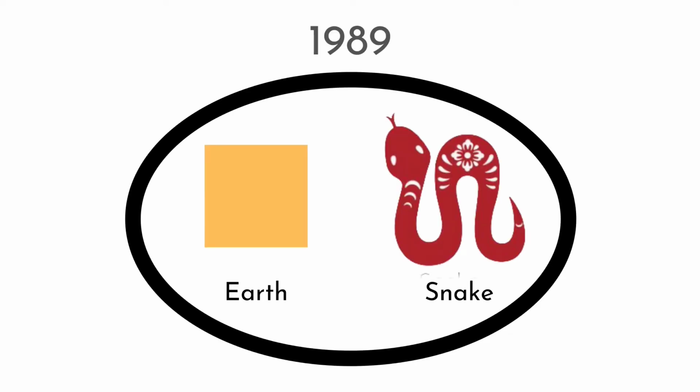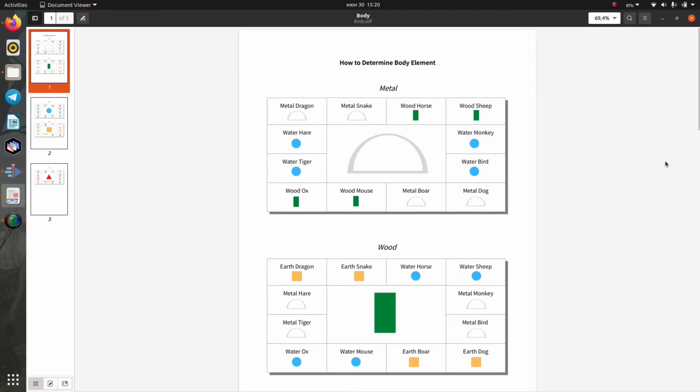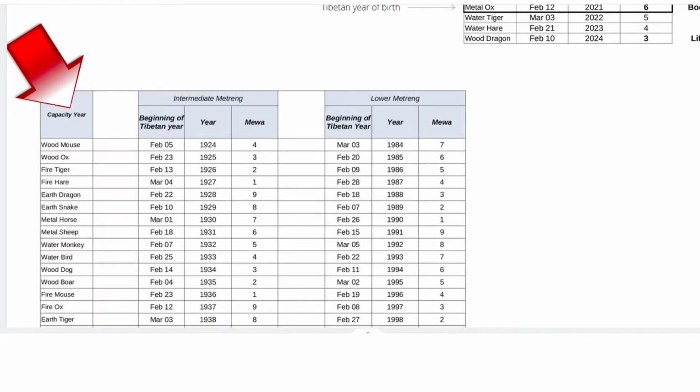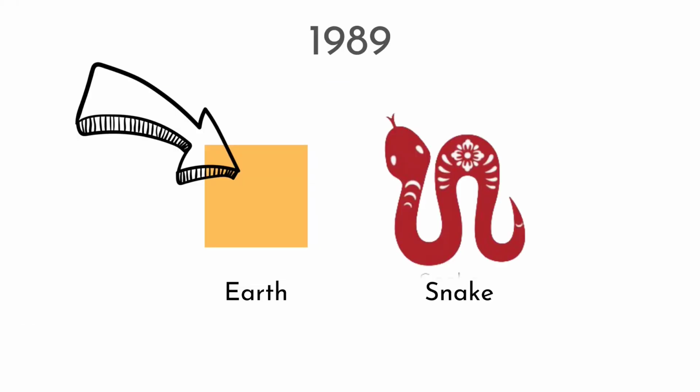While finding the body element, we consider both element and animal of the year. You can find your body element here. I found body element for Earth Snake. It is wood. Identifying capacity is very easy. Capacity is always the element of your birth year. As my year is Earth Snake, my capacity is Earth.